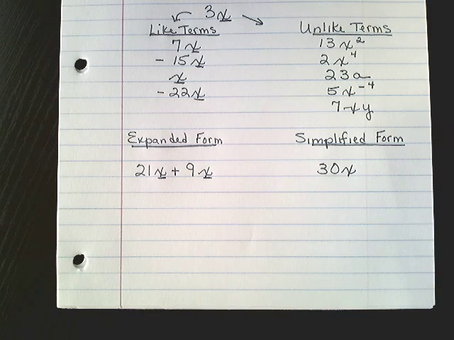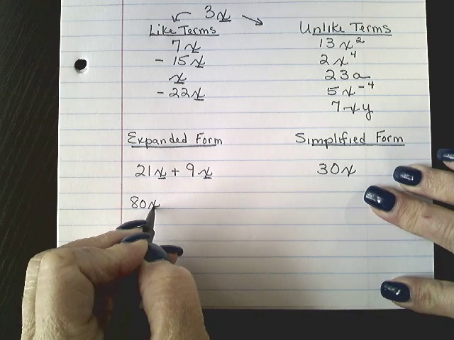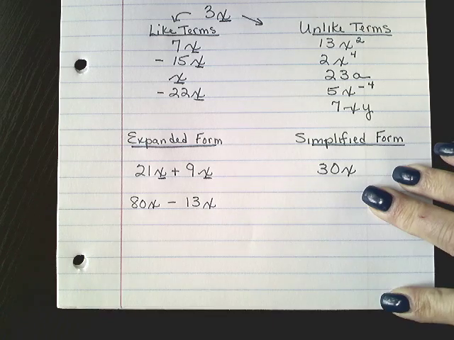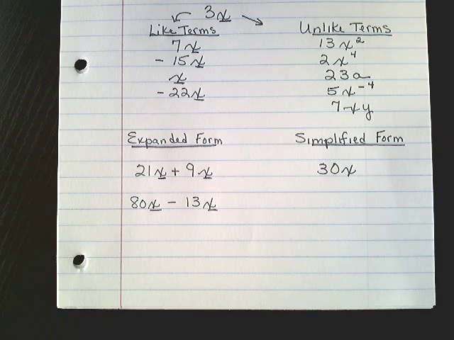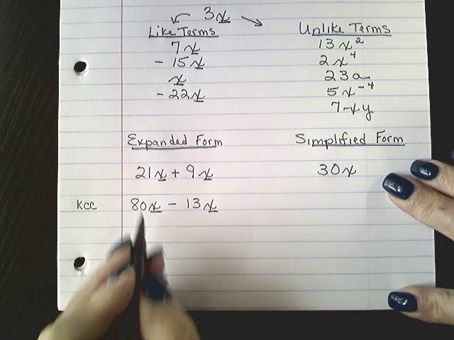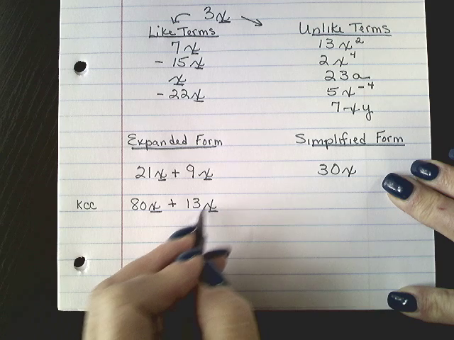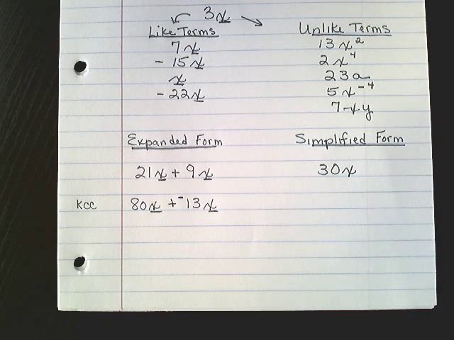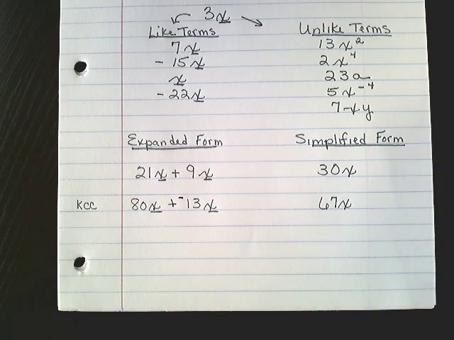Simplified form is combining like terms. I'm going to have 80x minus 13x. Okay, again, they both have like terms. Now, whenever you see subtraction, I want you doing keep, change, change. So 80x, change subtraction to addition, and change 13 to its opposite, which is negative 13. When I combine those two, I'm going to get 67x.